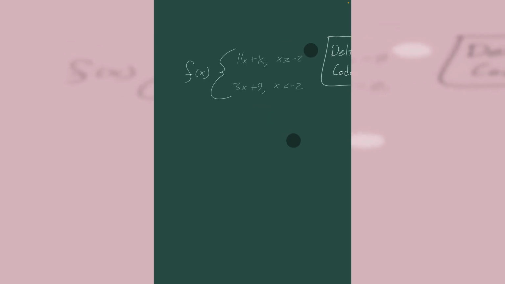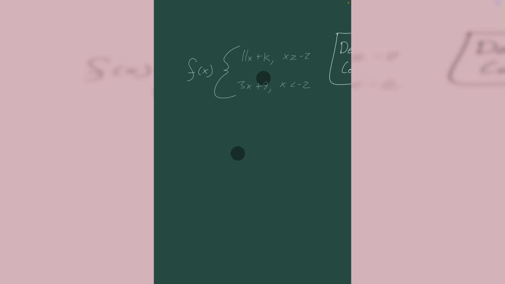Today, we're going to try a continuity problem where we find the value k that makes our function continuous. Here we have our function f of x is equal to 3x plus 9 if x is less than negative 2, and 11x plus k when x is greater than or equal to negative 2. Our first step is to define our continuity.